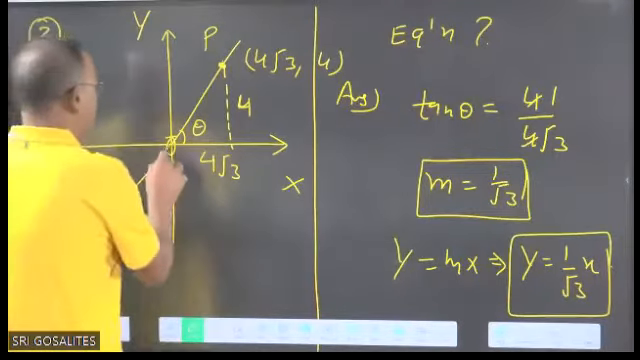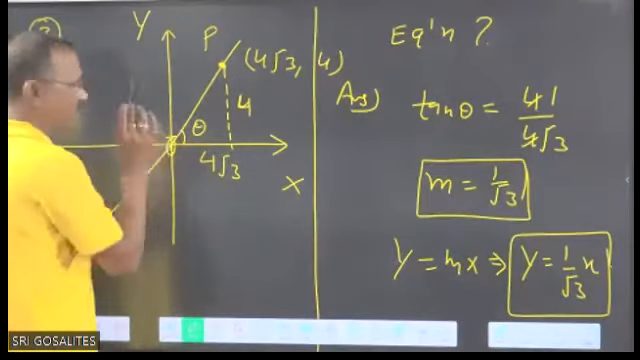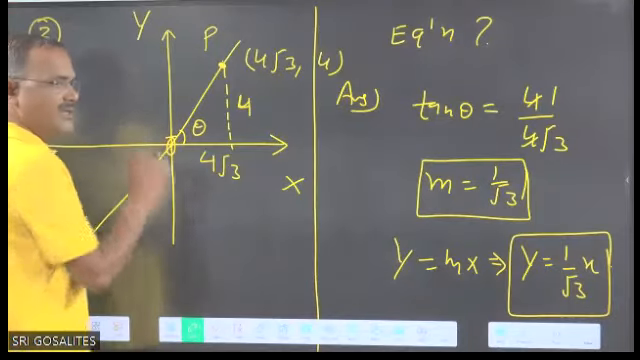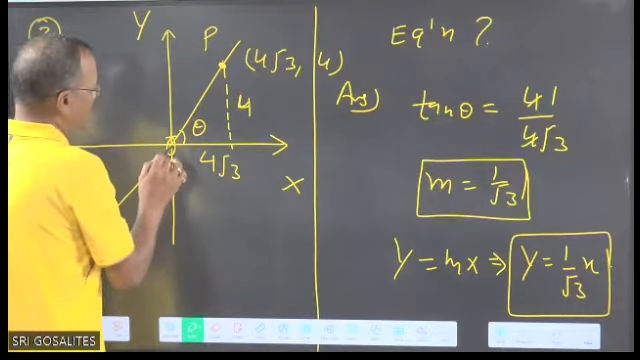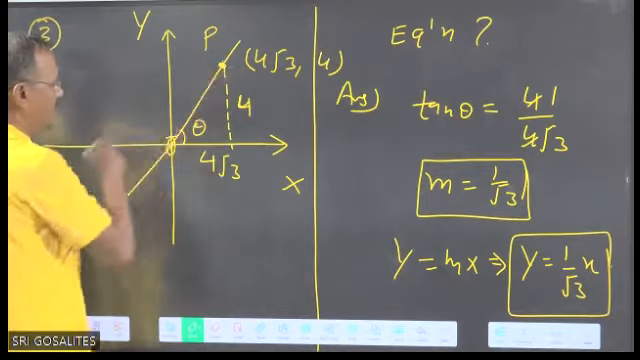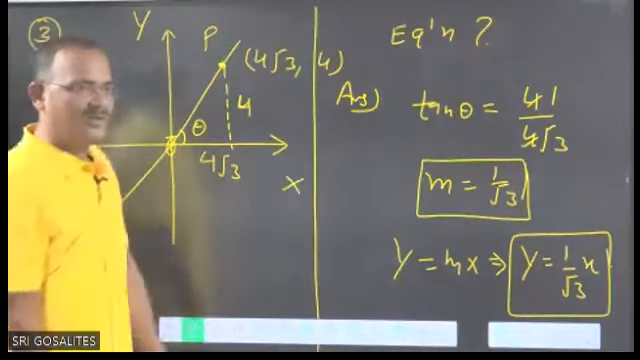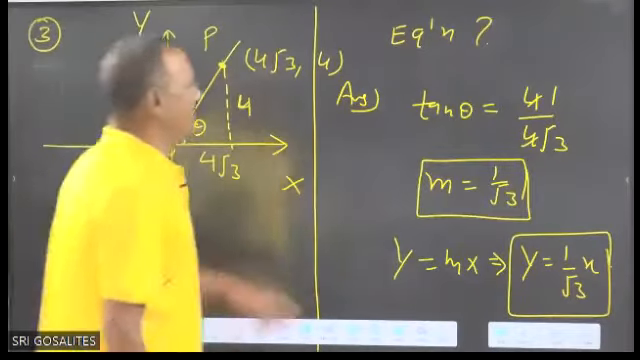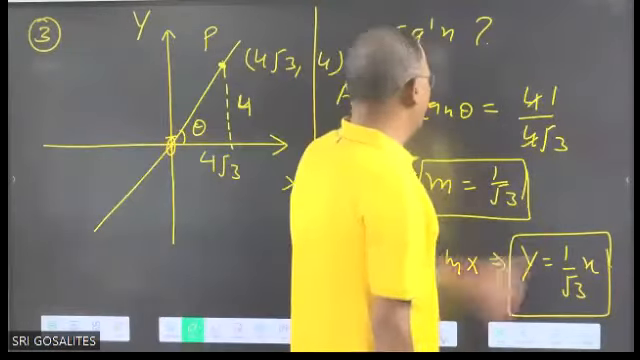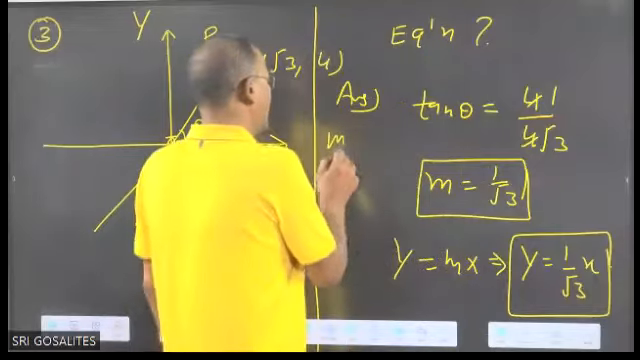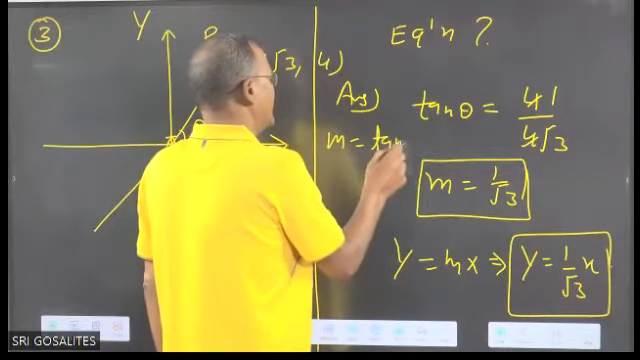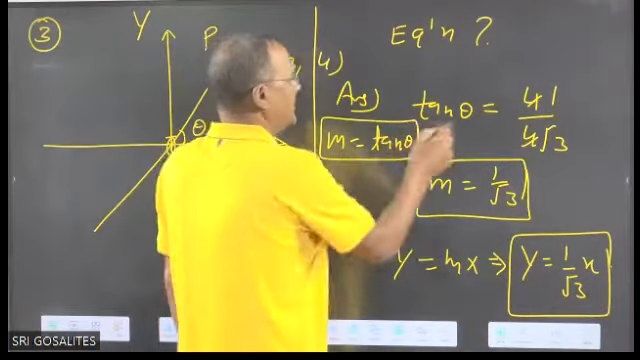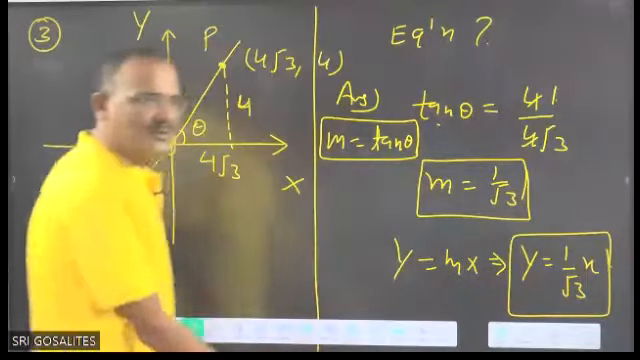y = mx is to be used when the line is passing through the origin, because when x is 0, y is 0. y = mx + c is to be used when the line is having an intercept on the y-axis. Okay. So tan 30 is 1 by root 3. Now, do you know what the slope is? Tan theta. Tan theta we already got as 1 by root 3.